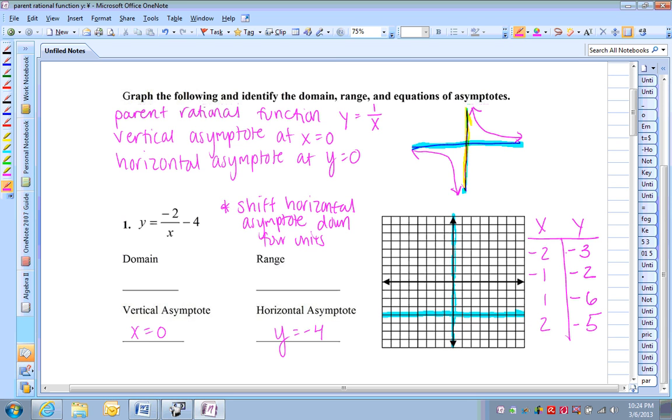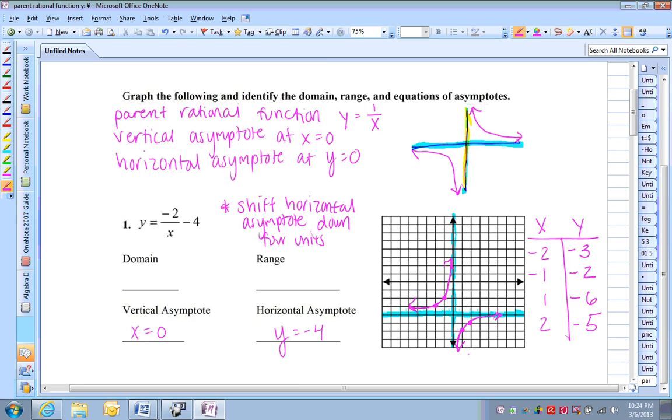So I'm going to plot these 4 points from my table: -2, -3; -1, -2; then +1, -6; and +2, -5. My curves are going to go through those points. All you're doing is a rough sketch. Remember, your graph is going to approach those asymptotes but never cross them.